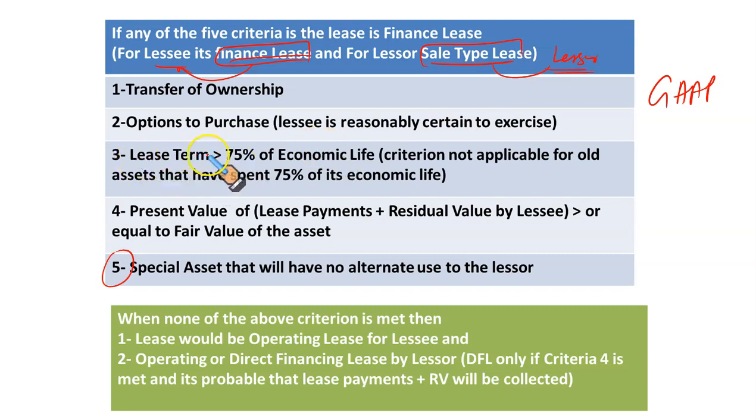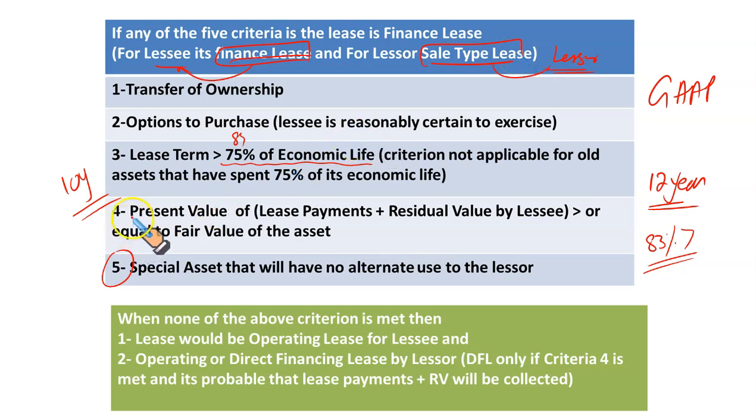Third criteria, the lease term. Let's say an asset has an economic life of 12 years, and the lease term is 10 years. So the lease term covers 10 by 12, more than 83% of the life of the asset. If the lease term is more than 75% of economic life, in this case it is 83%, it is considered a finance lease for lessee and sales type lease for lessor.